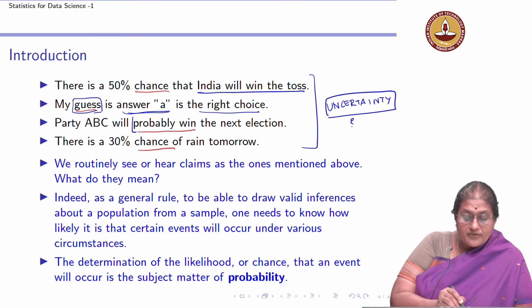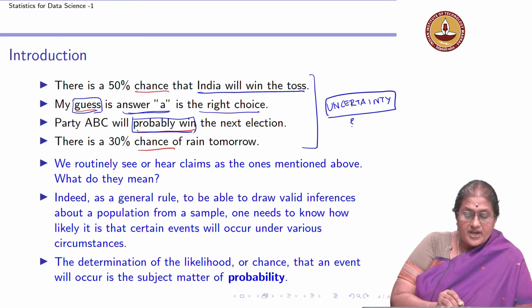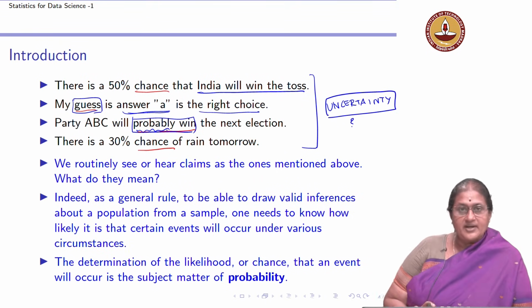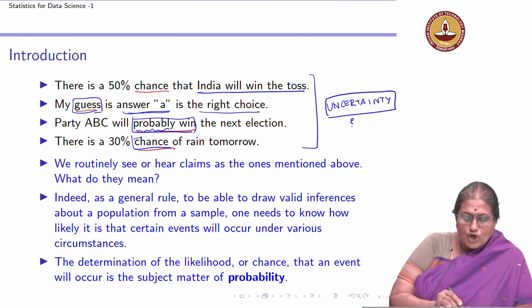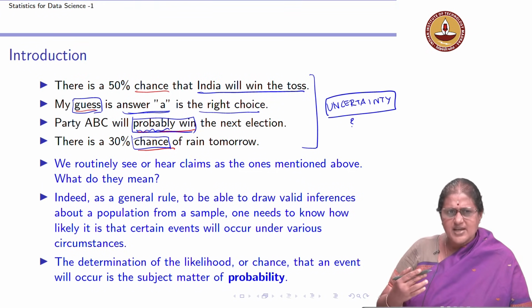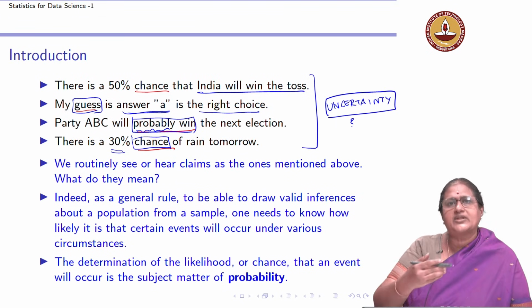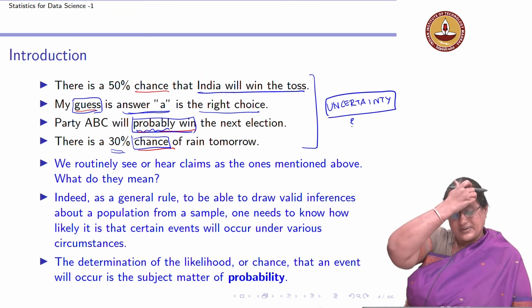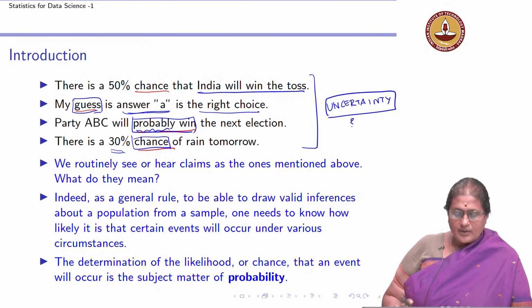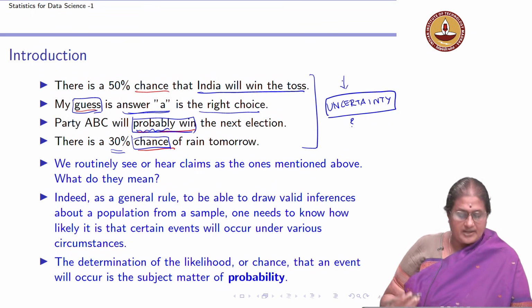Similarly, we are not sure, we are not certain that party ABC will win the next election. We are saying probably it would win the next election. Similarly, I am just saying that there could be a chance of rain. Am I certain it would rain tomorrow? The answer is no. I am just saying there could be a chance of rain, and I am quantifying that chance with a 30% chance. So, you will routinely keep hearing claims of this kind where we are addressing this element of uncertainty.